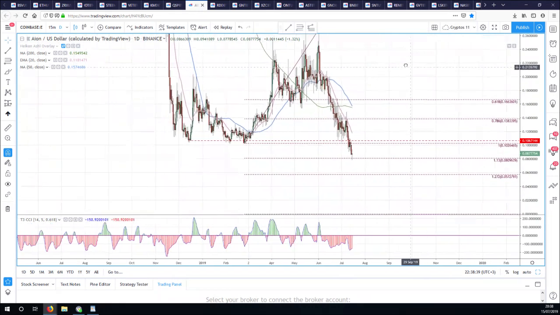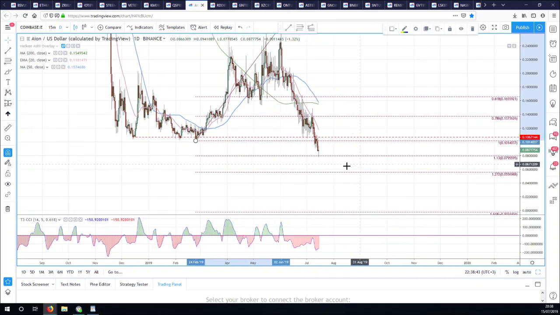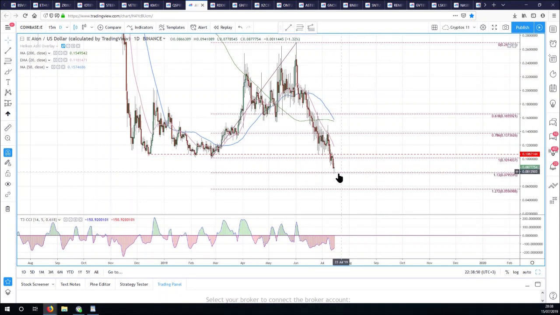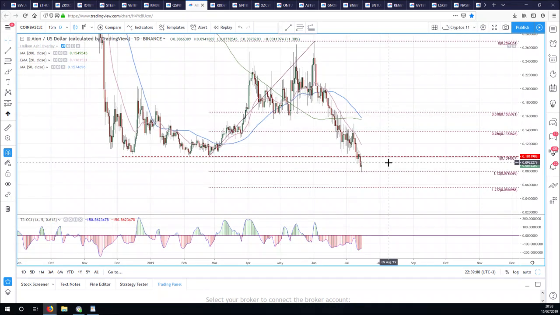So the 113 is that level. It's like the inverse of the 886, where if you're just going to make a marginal new low and then come back again, this is where you'll do it from. So we potentially in Aion are tagging that. If we then get back above this previous low at 0.1014, then that would be a bullish reversal from here.